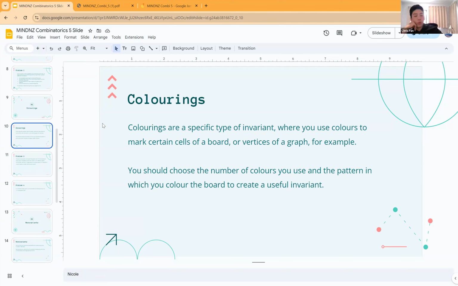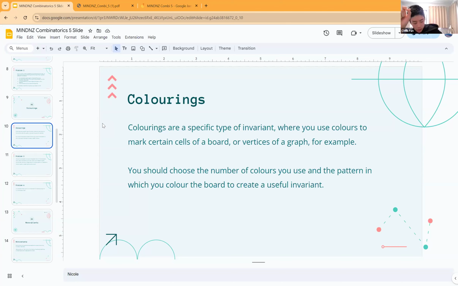What it is, you have a certain number of colors. Very commonly, you just have two colors, right? Maybe it'll be something like black and white, but it doesn't have to be. It could be blue and red, or one and two. It's just different markers to mark different positions on some kind of board or some kind of grid, right?